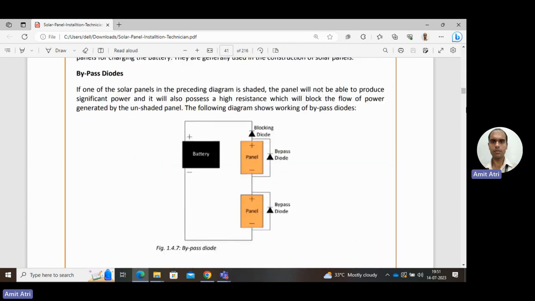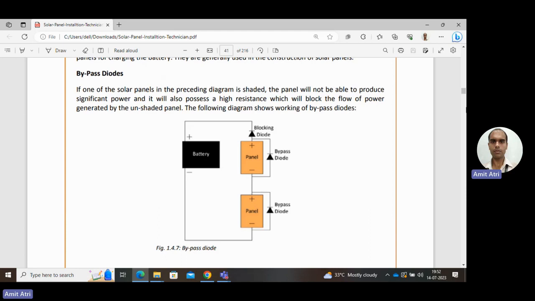Next is the bypass diode. In the diagram, figure 1.4.7, the bypass diodes are connected across the panels. Its role comes in when one of the solar panels is under shade, so no power is being produced. Then the other panel, which is producing electricity under sunlight, will be blocked, because both of them are connected in series. To avoid this type of situation, the bypass diodes are present.